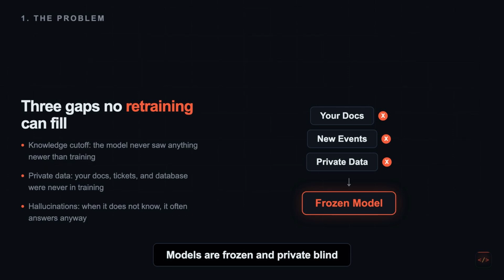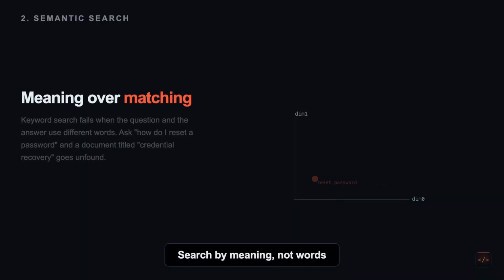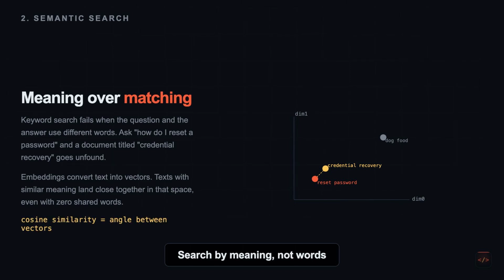You could retrain the whole model on your data, but that is slow, very expensive, and out of date the moment a document changes. So RAG takes the opposite approach. Leave the model alone, and at question time, hand it the exact passages it needs. The model stops recalling from memory and starts reading from a source you control.